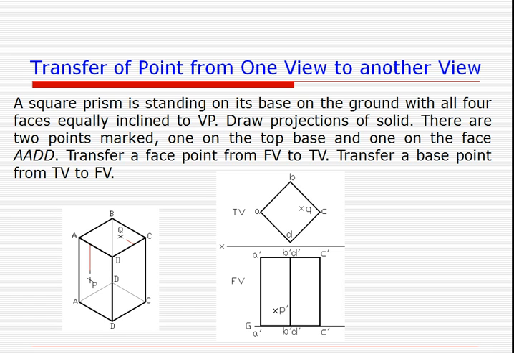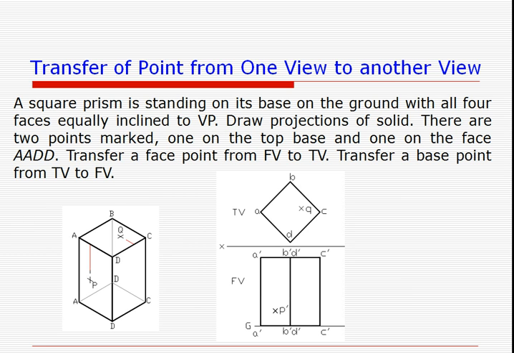For point Q, the point Q is lying on the top base, that is why it is visible, and in the front view also it must be on the top base. In the front view you note that the top base takes the shape of a line, so on this top line of the solid the point Q dash will lie.